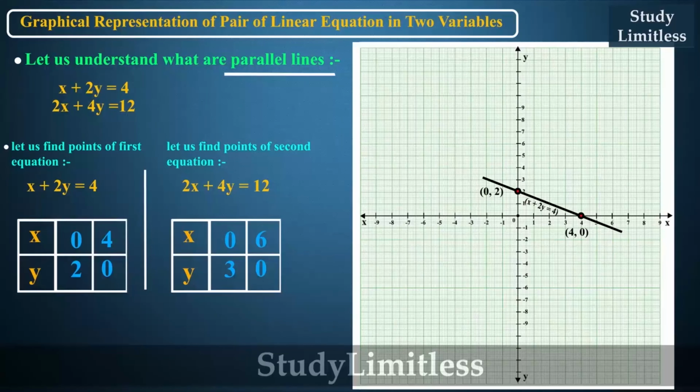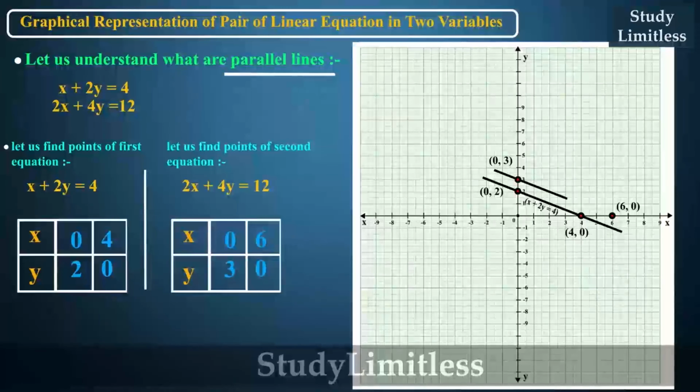We have our third point as (0, 3). Here also we can see that the x coordinate is 0, which means this point will also lie on the y-axis. And for the point (6, 0), we can see that the y coordinate is 0, which means the point will lie on the x-axis. Let us join both the points and get the line.